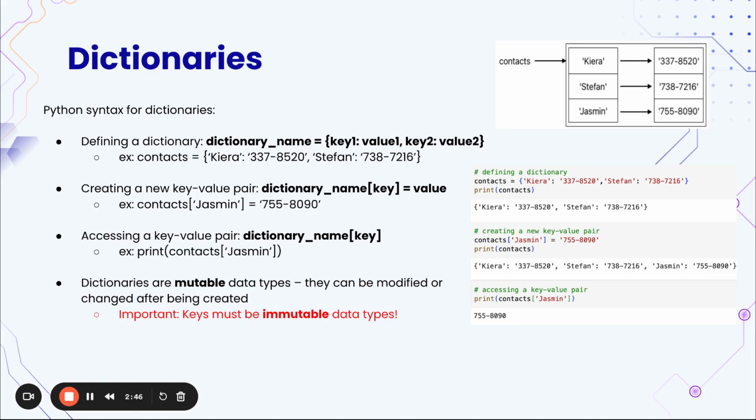Dictionaries are mutable data types. They can be modified or changed after being created. However, it's important to note that the keys must be of immutable data types.